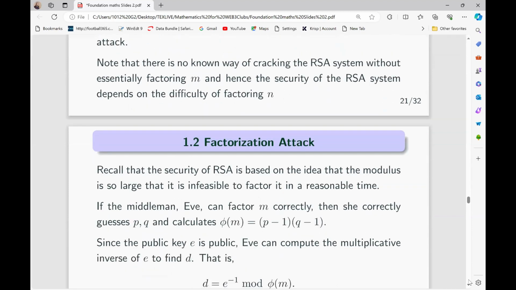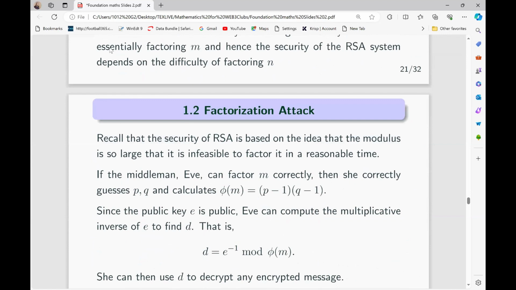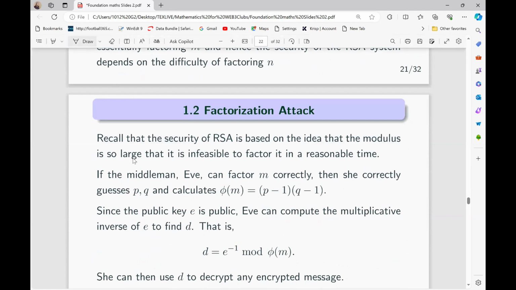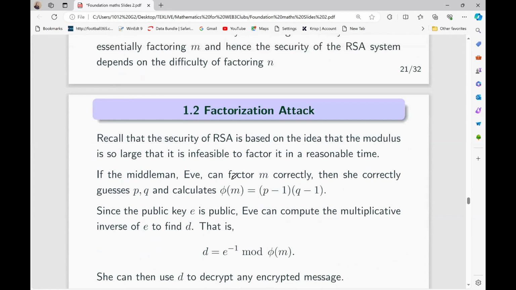And that one I've said that supposing that Eva is the person who is supposed to attack this, there are two ways. If Eva can factorize this number into the prime numbers P and Q, then Eva can calculate phi of M by just using this equation. If she can factorize this, then she can calculate this.